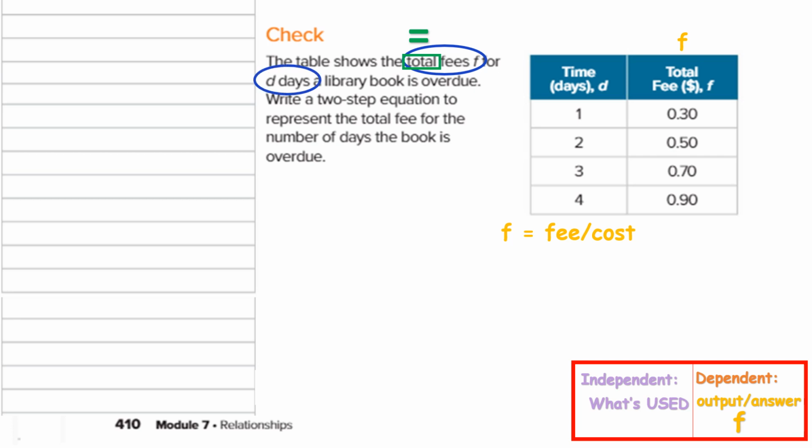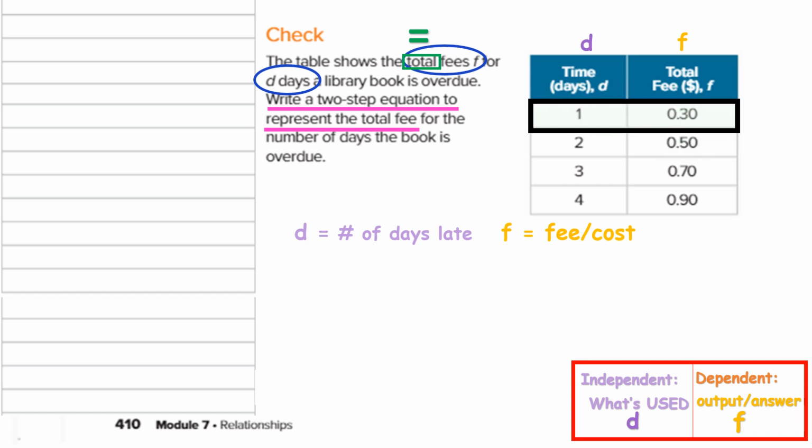That's my second point. And I can see in my table that I have days and time listed with the variable D. So that's important as well. That's my independent. I'm going to have to use those numbers in my math problem. We're looking at an overall fee for library books that are overdue. And then they ask me to write a two-step equation to represent my total fee. All right, so find out a total cost, and I know it has to be a two-step equation.